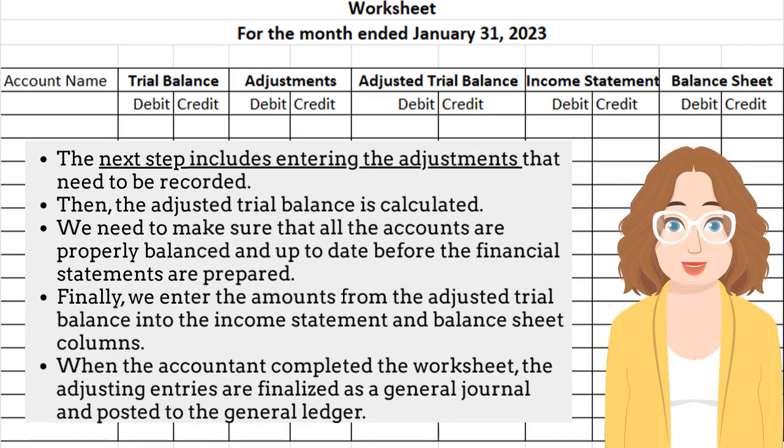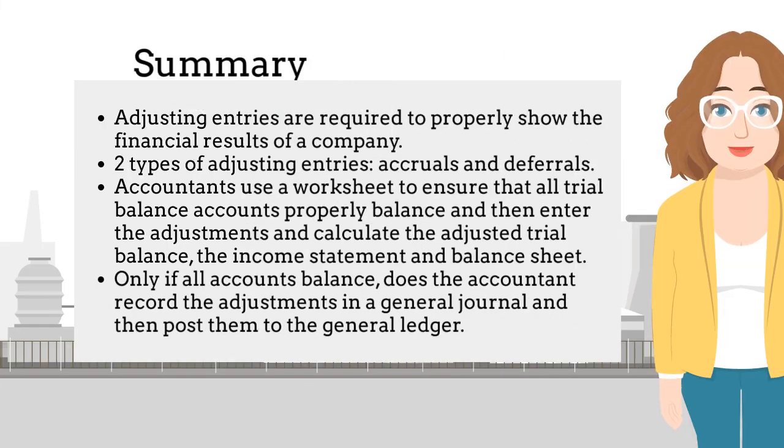The next step includes entering the adjustments that need to be recorded. Then, the adjusted trial balance is calculated. The adjusted trial balance includes the adjusting entries made at the end of the accounting period. We need to make sure that all the accounts are properly balanced and up to date before the financial statements are prepared. Finally, we enter the amounts from the adjusted trial balance into the income statement and balance sheet columns. After the accountant completes the worksheet, the adjusting entries are finalized as a general journal and posted to the general ledger. Let's summarize.